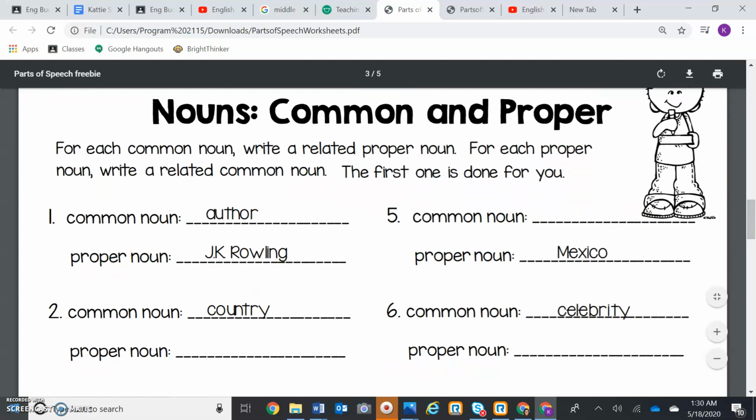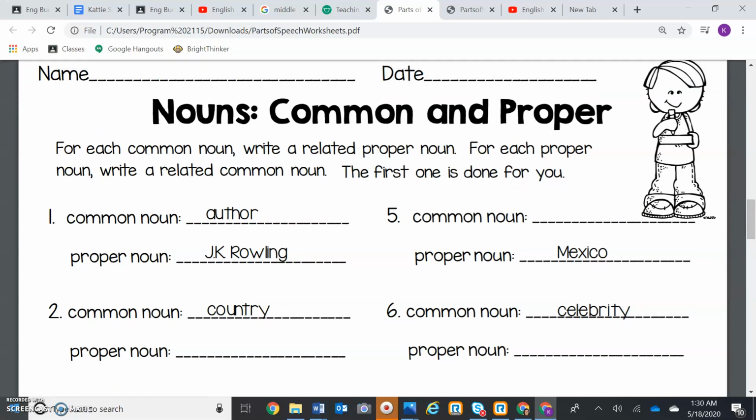Okay, let's go ahead and try and do one more. Now let's take a look at nouns, common and proper. You can write down English, period, nouns. Number 1, what is a common noun? An author. What is a proper noun? Well, one name of an author is Rawlings. Another one is Soto. Pick up one of the books in your house, read the author, and write their name down.